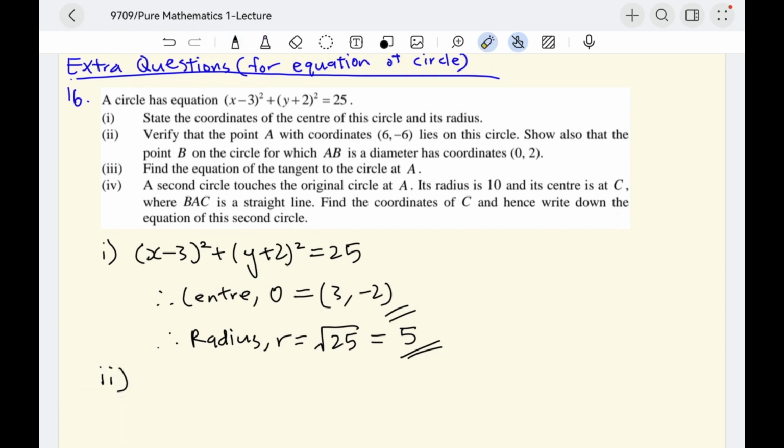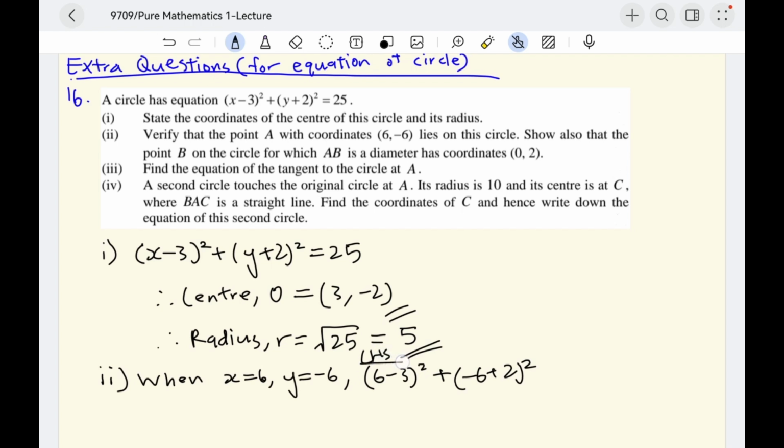Verify that the point A with coordinates (6, -6) lies on this circle. Show also that the point B on the circle, for which AB is a diameter, has coordinates (0, 2). Let's solve the first part first before the second part. Basically you just have to let x equal 6 and y equal -6, and carry out the substitution. It is then clearly evident that the point A lies on the circumference of the circle.